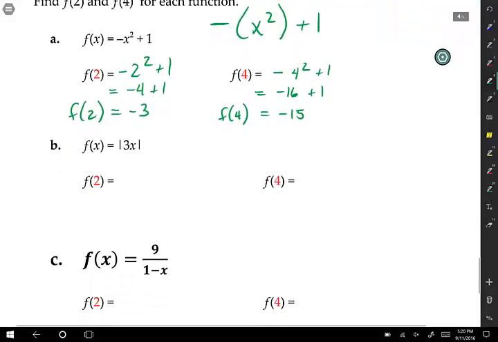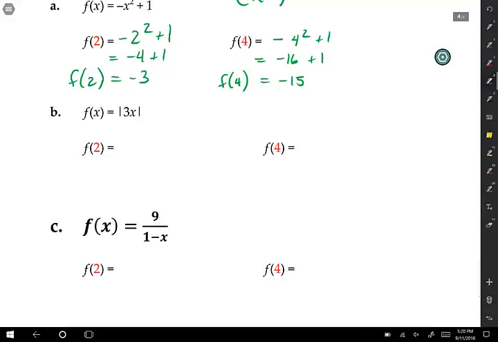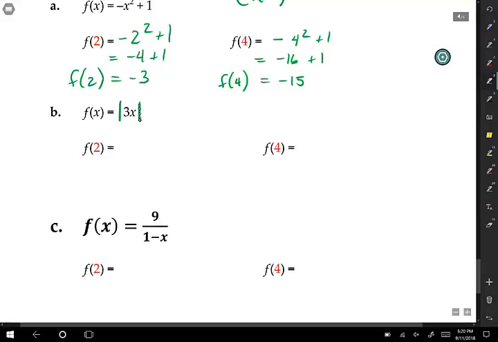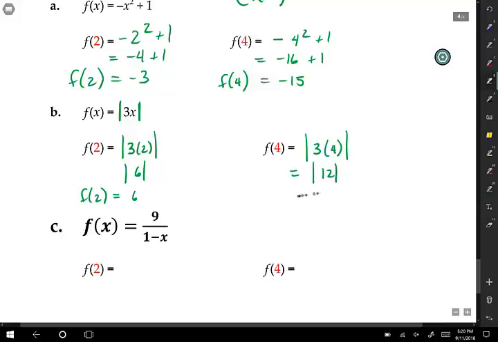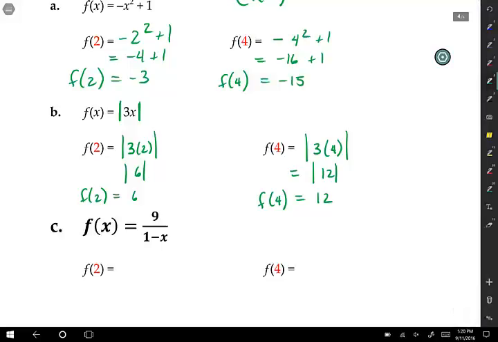As we look at the value for b, we have f equals the absolute value of 3x. So the absolute value of 3 times 2 is the absolute value of 6, which is 6. So f of 2, in this case, is 6. Over here, we have f of 4, so 3 times 4, which is 12, and the absolute value of 12 is 12. Obviously, we didn't have any negative numbers that came into play here, but had we had them, the absolute value would have made an impact on the problem.